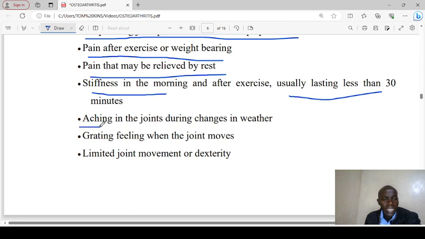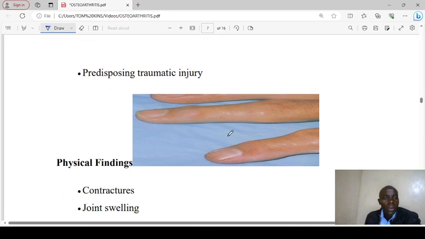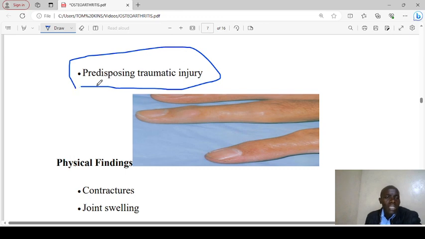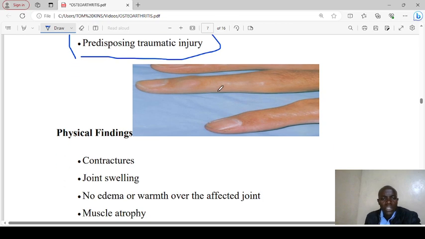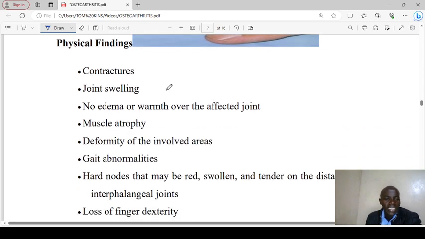The patient may also report aching in the joints during changes in weather, or a grating feeling when joints move, or limited joint movements or dexterity. Also, patients may report a predisposing traumatic injury that may have led to their condition. So, guys, we can appreciate the Heberden's and Bouchard's nodes, the swellings. In terms of the physical findings, that's what you find.